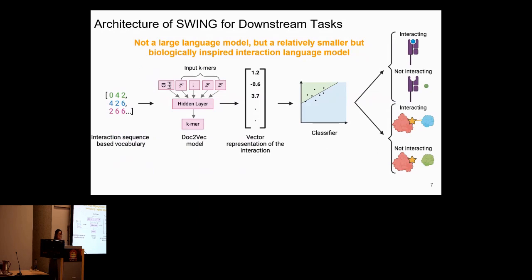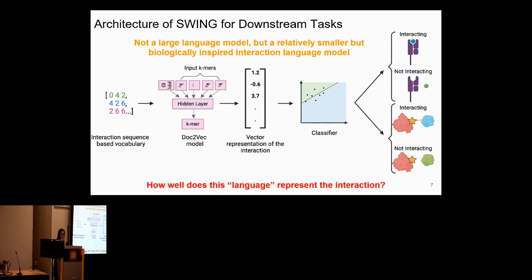Now that we have this interaction sequence-based vocabulary, we'll use these k-mers as an input into a doc2vec model to create vector representations of the interactions. And then we'll use those vectors to train a classifier and predict whether the proteins are interacting or not interacting. Overall, this is not a large language model, but a smaller and more biologically inspired interaction language model.